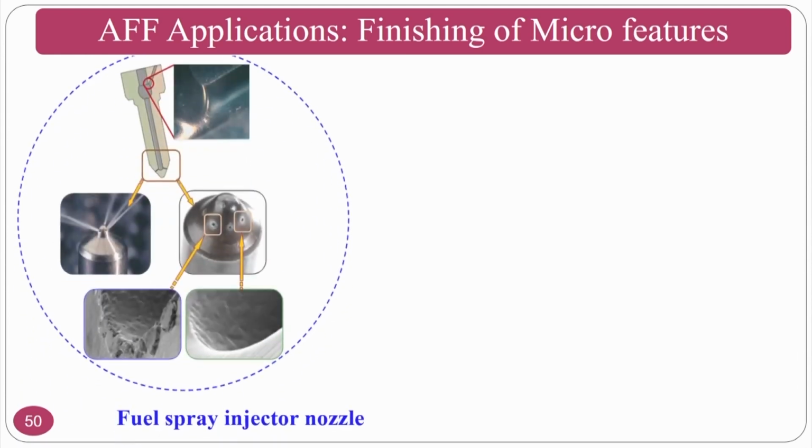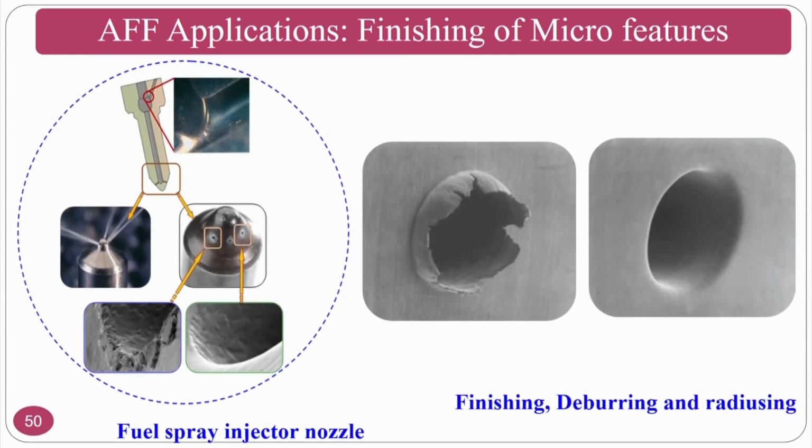So, applications in micro features, because your requirement is small holes, in those circumstances some of the applications are, you can see here, fuel injector nozzles or fuel spray nozzle injectors. Normally these are holes that are developed by micro EDM or laser on hard steels. Okay. So, in those circumstances, normally the surface roughness is very high, like this surface. In order to finish these surfaces, you have multiple options. One of the options is the abrasive flow finishing process.